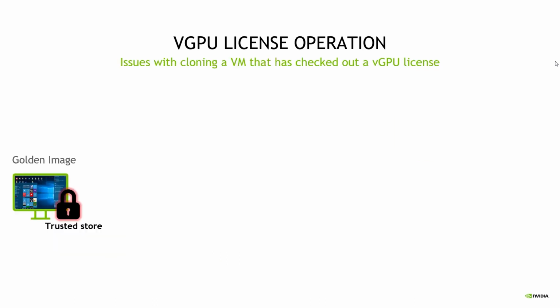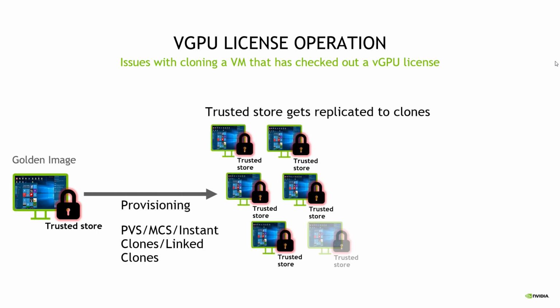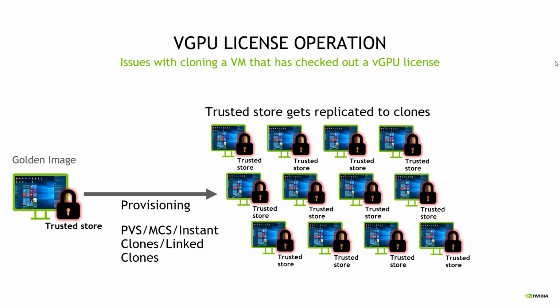So here's the issue. If you now use that virtual machine you've built as a golden image to clone multiple virtual machines from, you will end up replicating those trusted store files to every virtual machine that you clone from that image. This doesn't always cause a problem, but it has been known in the past to create licensing issues within a cloned environment.